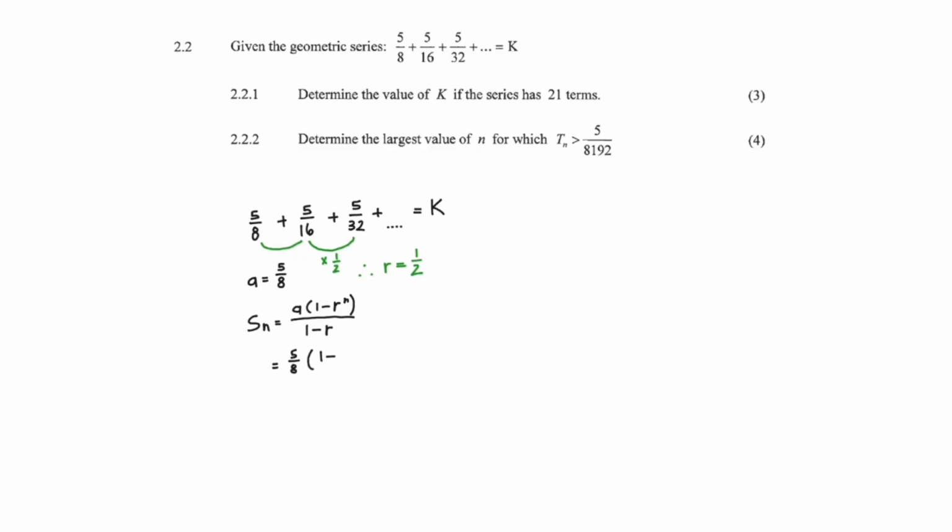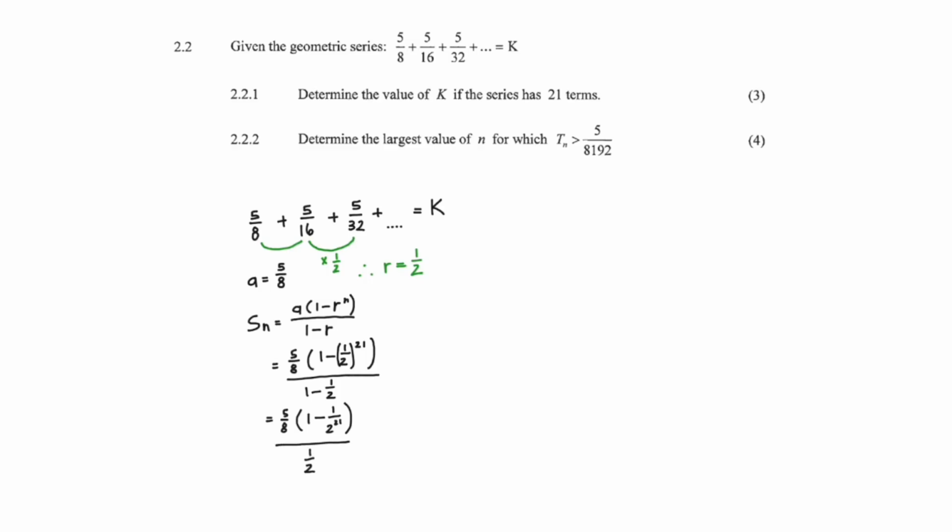So then we get 5 over 8 multiplied by 1 minus a half to the power of 21 divided by 1 minus a half. Now, what is 1 minus a half? 1 minus a half equals 1 over 2. It's still a half. So we can simplify that. Now, we can also get rid of the exponent. So instead of writing a half to the power of 21, we write 1 over 2 to the power of 21.